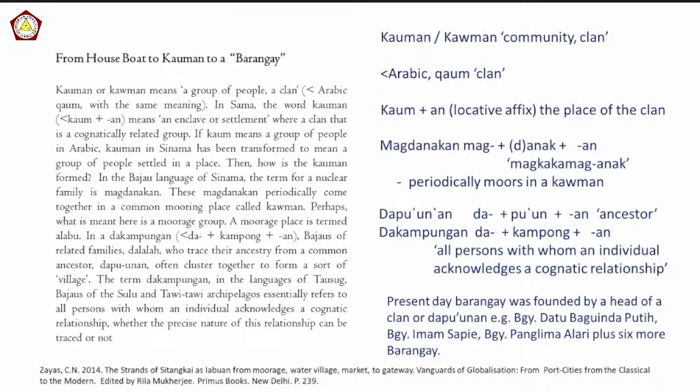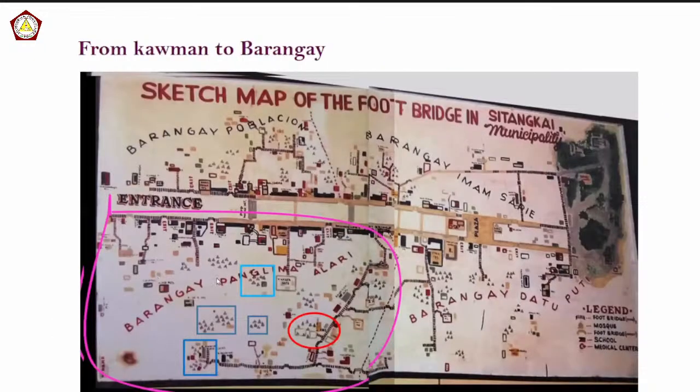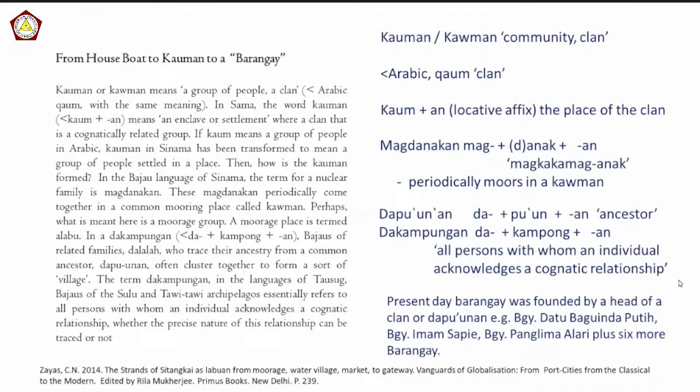Now, another word, dapu-un-an. Dapu plus pun-an, meaning ancestor. Pu-un. Very interesting, right? The puun, the ancestor. Then you have da plus kampung and another an. So you have the puunan and the kampungan, all persons with whom an individual acknowledges a cognatic relationship. So this many, they are just my relatives, I just don't know why. Sometimes, when you try to trace, you no longer know, because those who knew have died. But my grandfather said we are related. And they never forget that relationship because there's always an exchange, you know? And that is a village community.